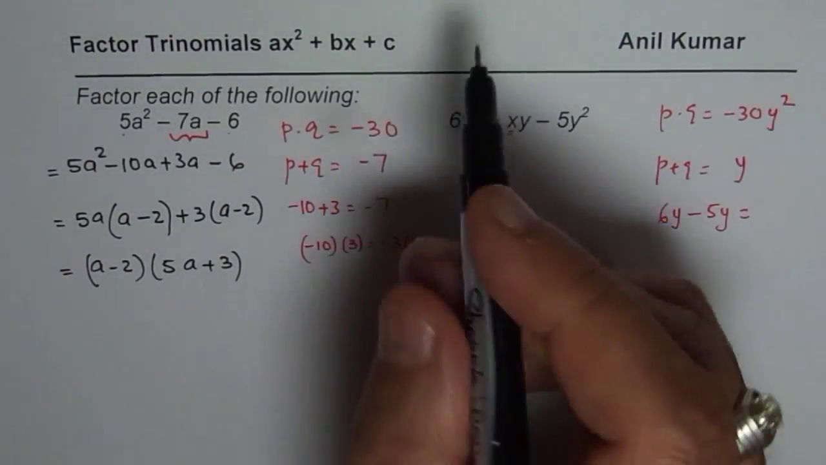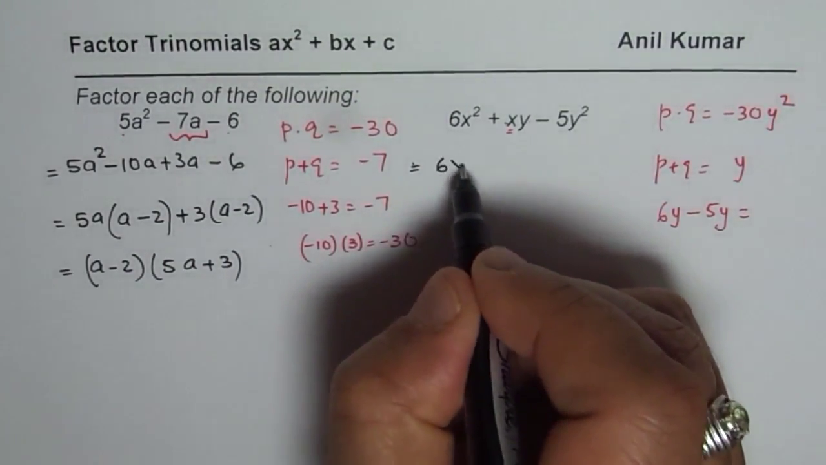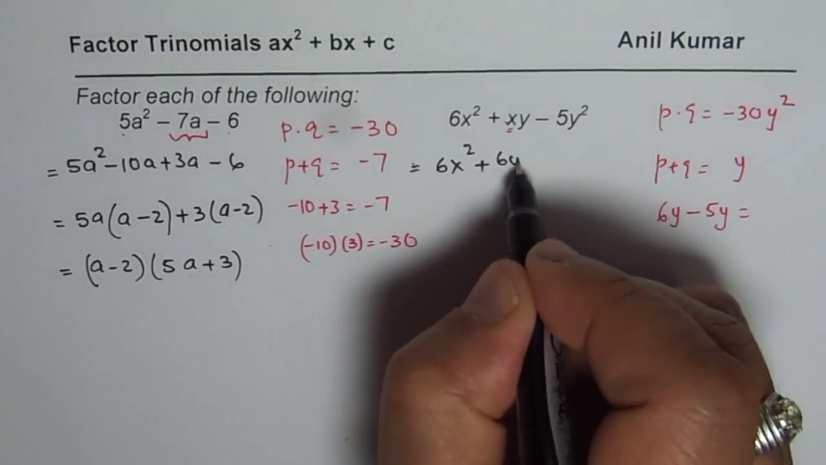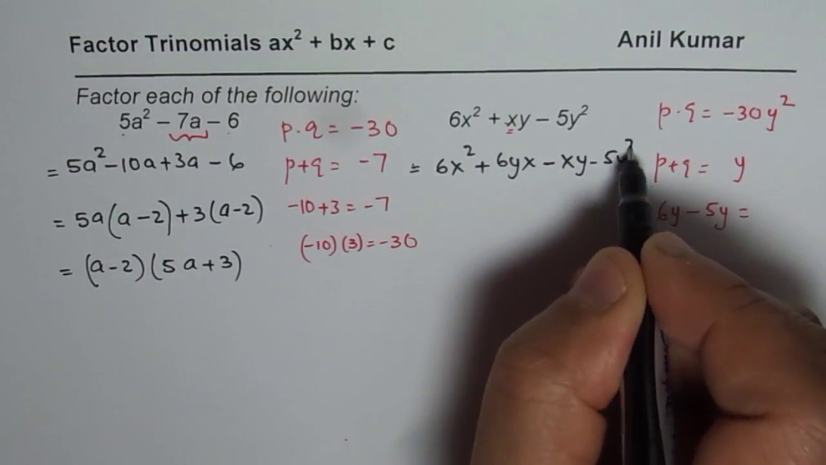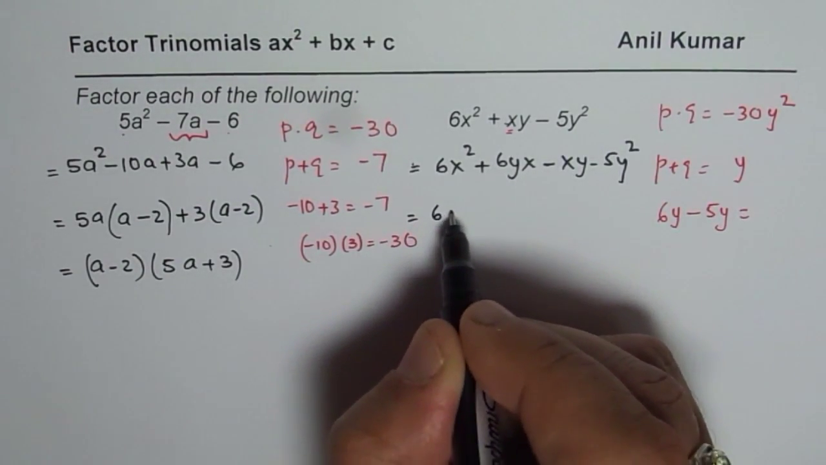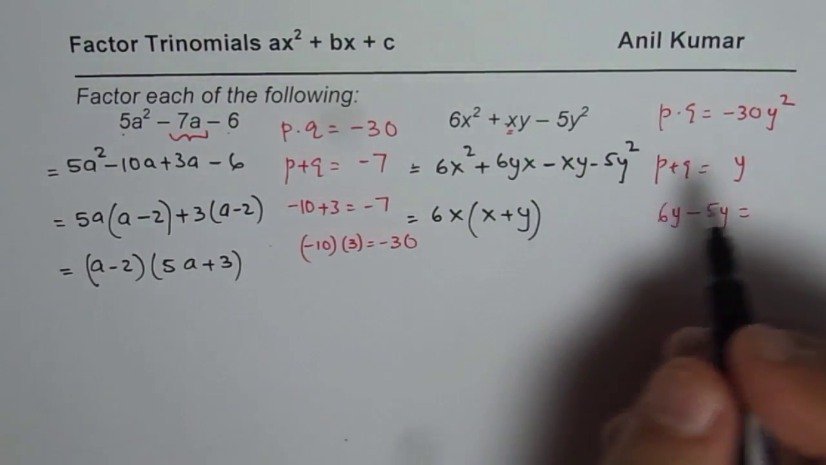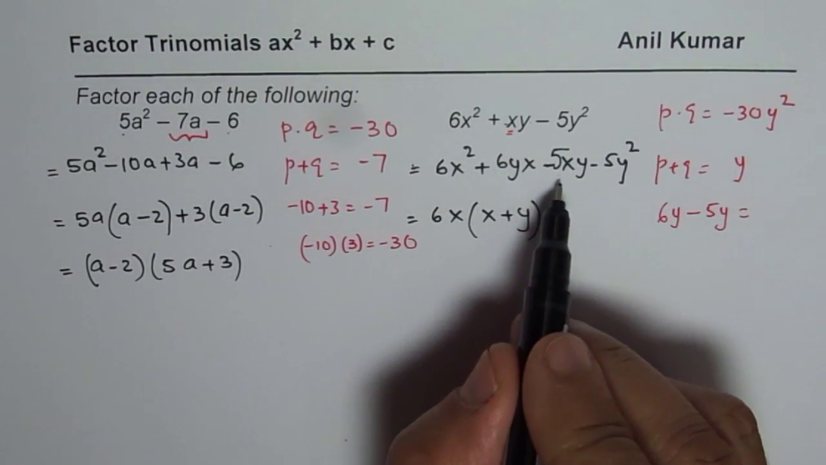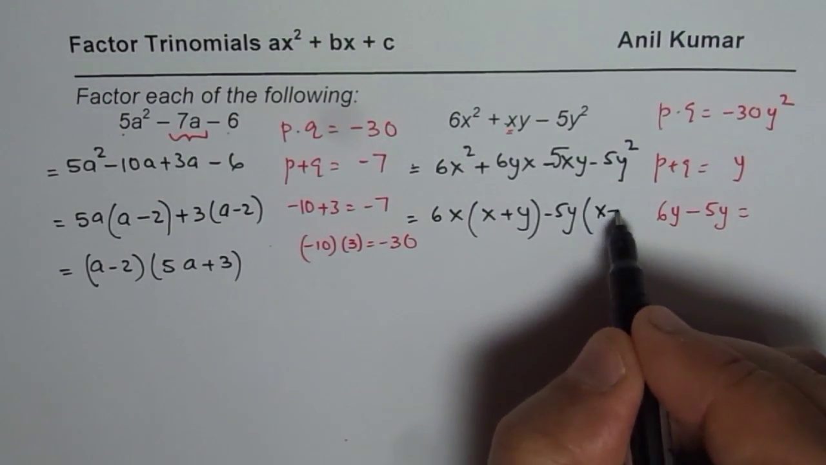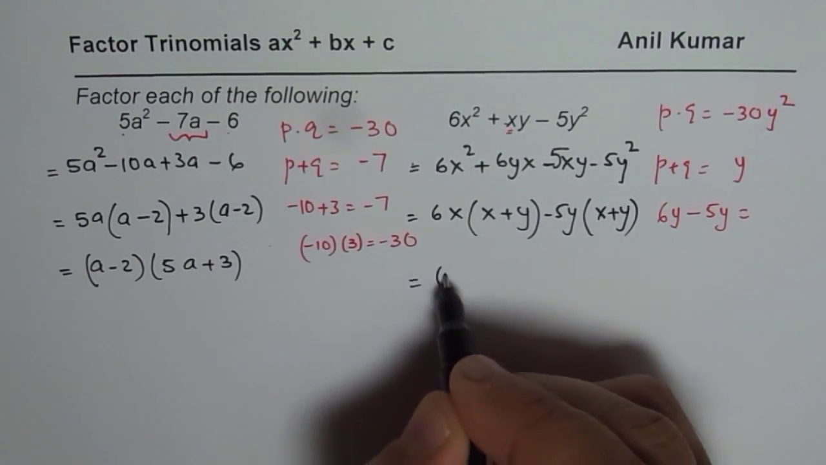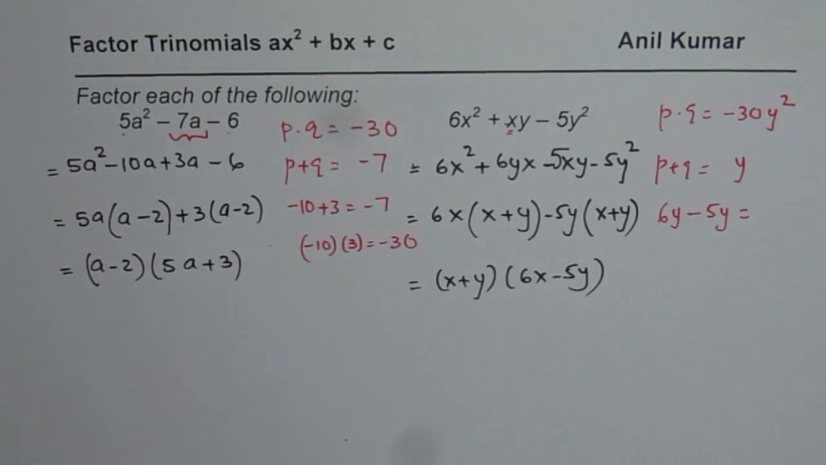So we could factor by following similar steps. First step is to substitute xy as a combination of these two, right? So we get 6x squared plus 6xy minus 5xy minus 5y squared. Now from the first two terms you can take 6x as a common factor, you get x plus y, and here you can factor minus 5y. What do you get? You get x plus y. Now x plus y is a common factor. We get x plus y times 6x minus 5y. So that is how you can factor this particular trinomial.